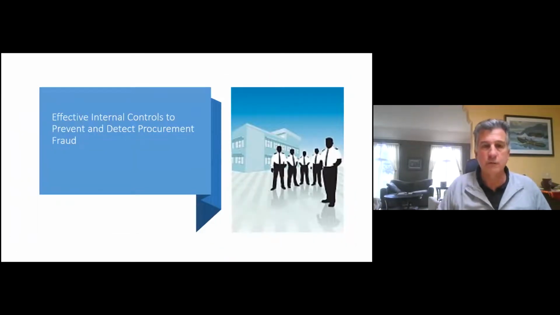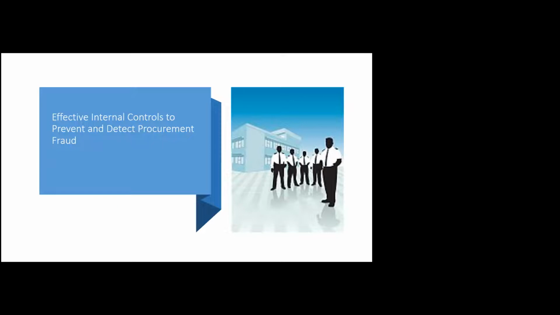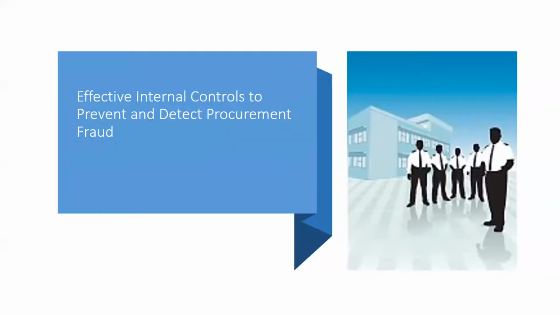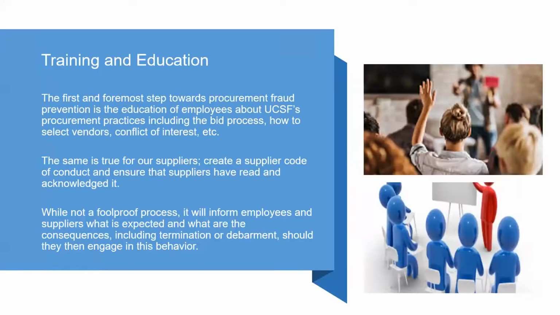At this point, I'm going to turn it over to Salesh to talk about some internal controls. Thank you, Bill. As Bill discussed, there are many ways procurement fraud schemes can happen. The risks of these schemes from happening can be mitigated by implementing effective internal controls. Effective internal controls can help prevent, detect, and deter procurement fraud risks. In the following slides, I will be going over some of these controls.